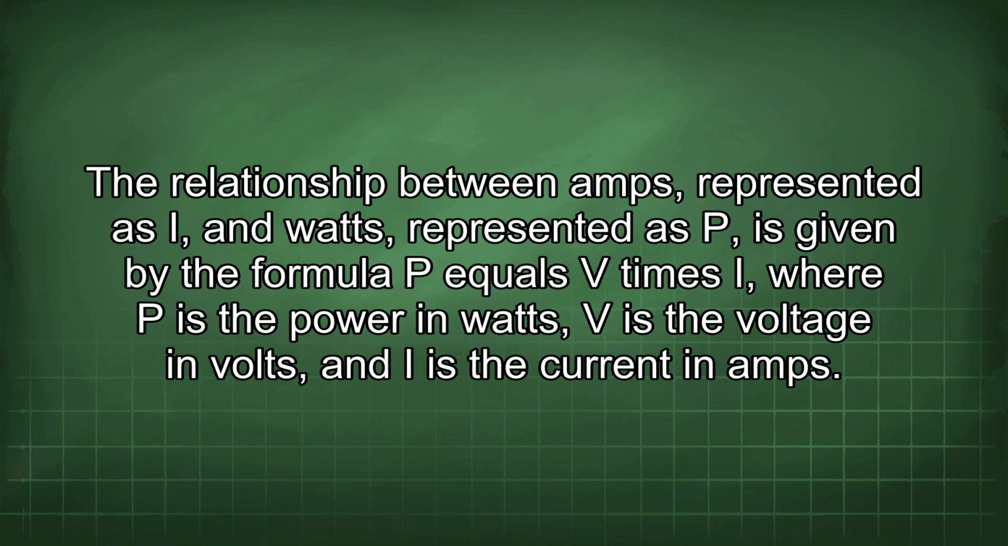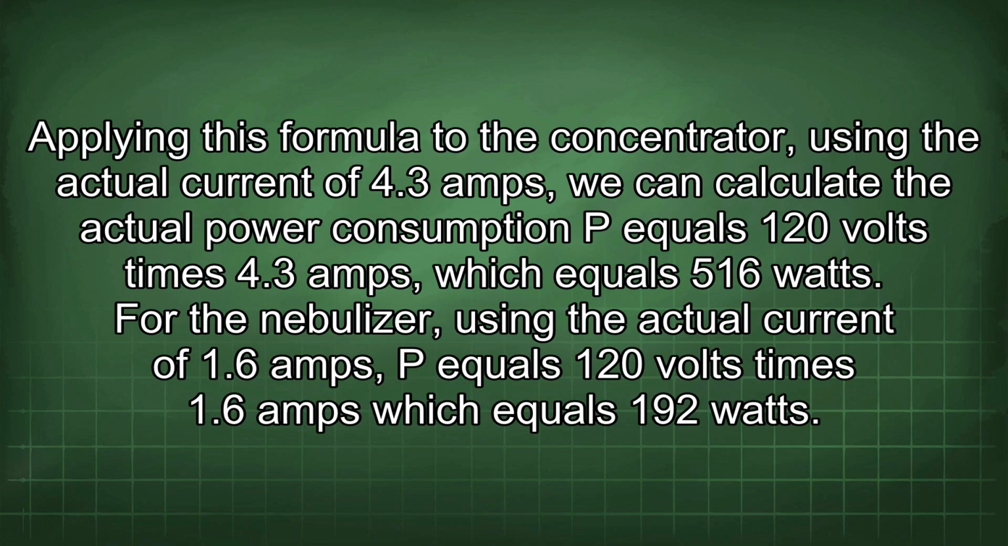The relationship between amps, represented as I, and watts, represented as P, is given by the formula P equals V times I, where P is the power in watts, V is the voltage in volts, and I is the current in amps. Applying this formula to the concentrator, using the actual current of 4.3 amps, we can calculate the actual power consumption: P equals 120 volts times 4.3 amps, which equals 516 watts. For the nebulizer, using the actual current of 1.6 amps, P equals 120 volts times 1.6 amps, which equals 192 watts.